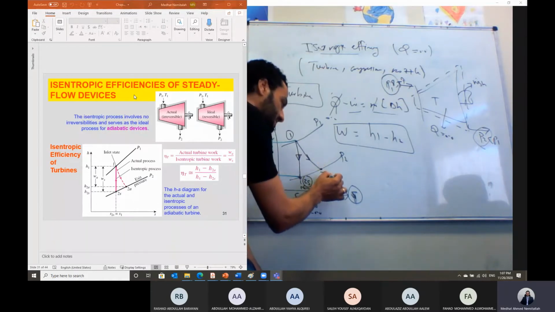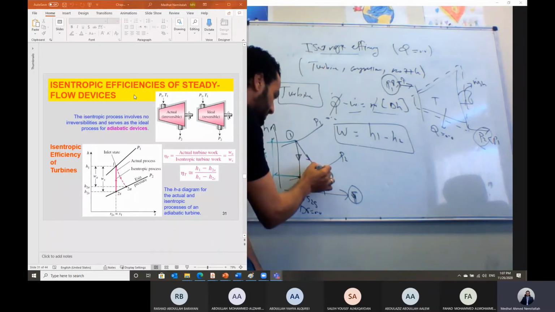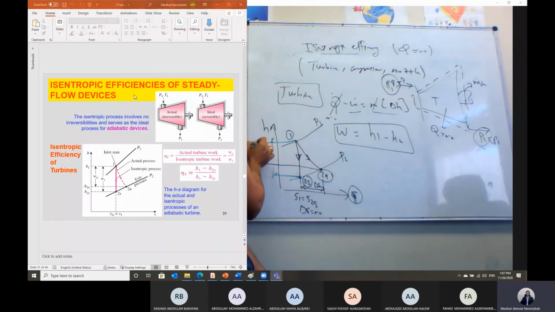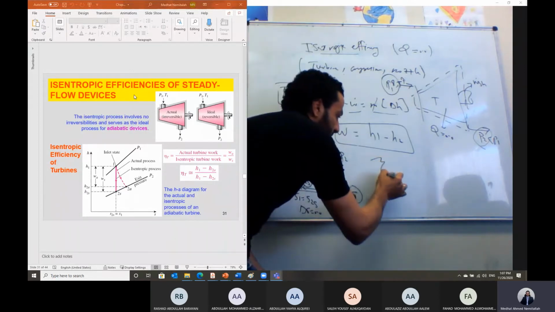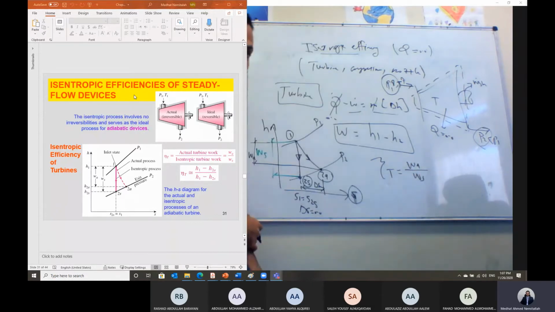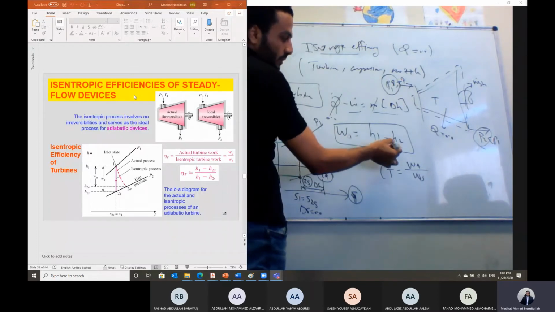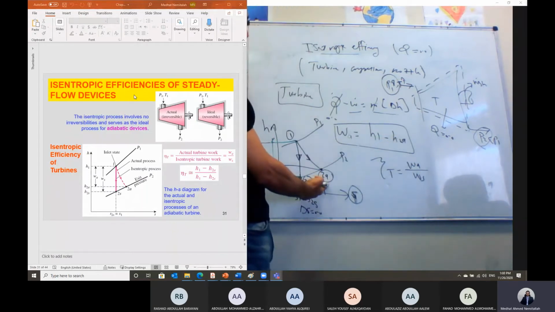And based on this, the expansion should leave at a point, let's say 2A in this case. The difference H1 minus H2A should be less than the difference H1 minus H2S, because in the actual case we have some losses. So delta H, which is H1 minus H2 actual, gives me an indication of the actual work inside this turbine. And the isentropic efficiency of the turbine is the ratio between the actual work divided by the isentropic work. And the actual work, based on the energy equation, should equal H1 minus H2 actual, the actual exit point.